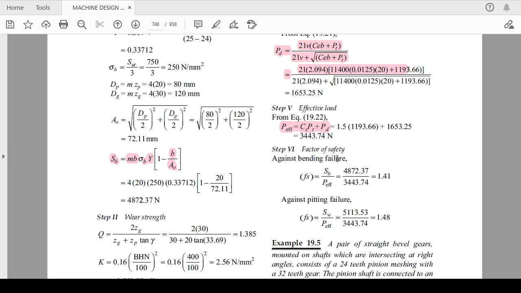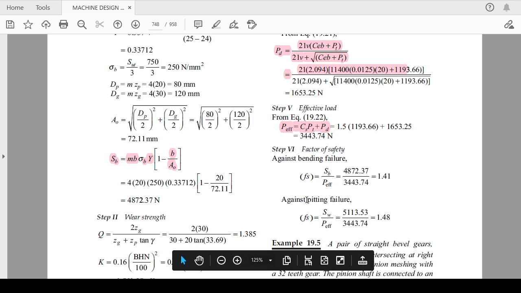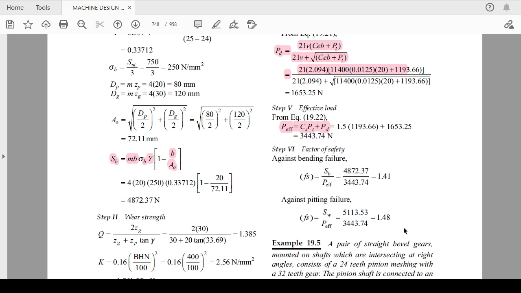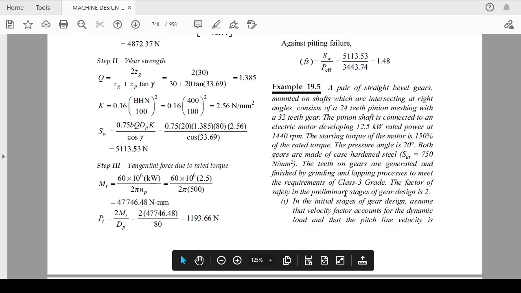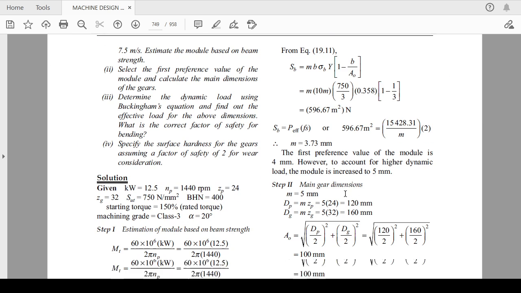Then according to the bending failure, factor of safety is SB divided by P effective, and according to the pitting failure, SW divided by P effective. In this way, both ways you can calculate the value of factor of safety, which is 1.41 according to the bending failure, 1.48 according to the pitting failure or wearing failure. Okay, in this way you can also solve the upcoming numericals or the numericals asked in your university exams.